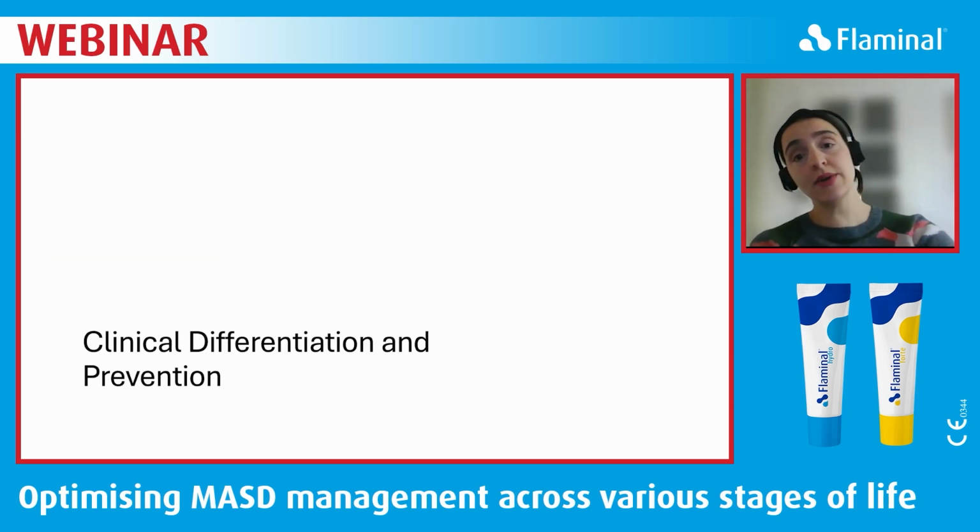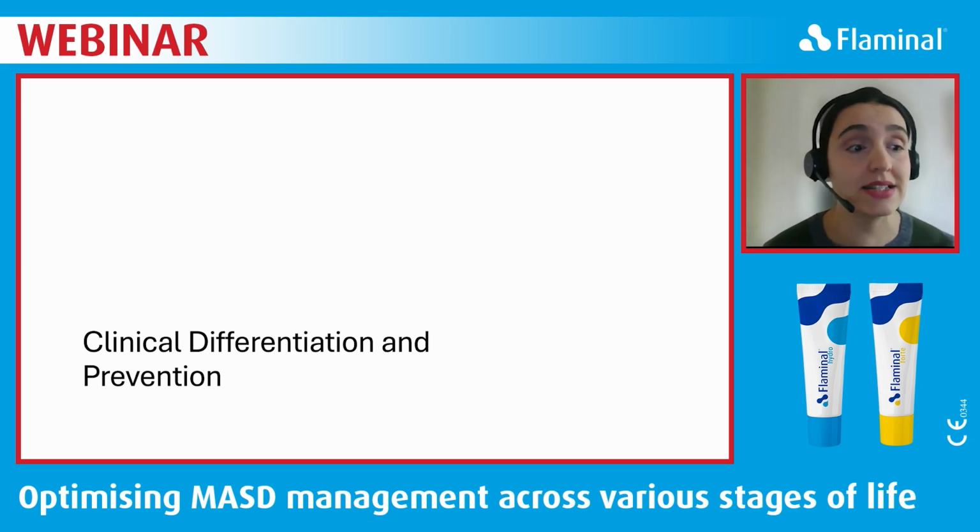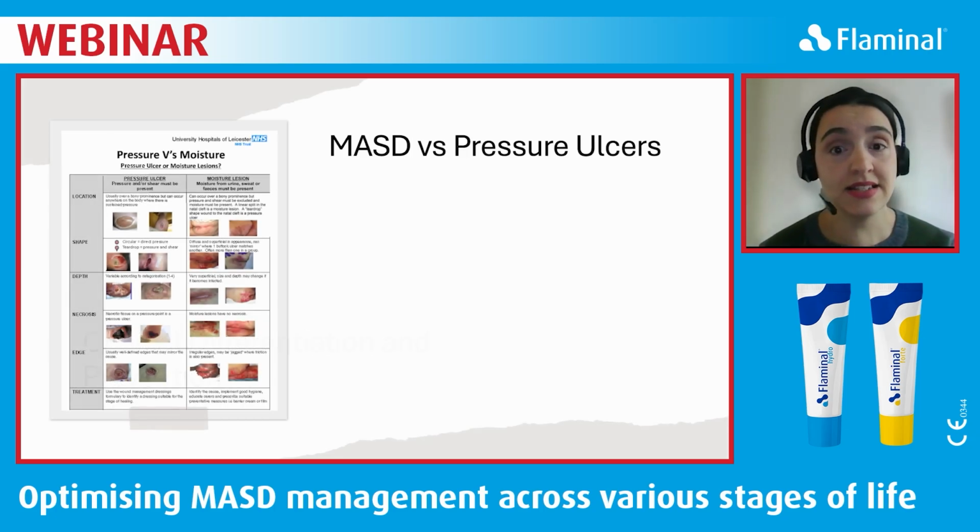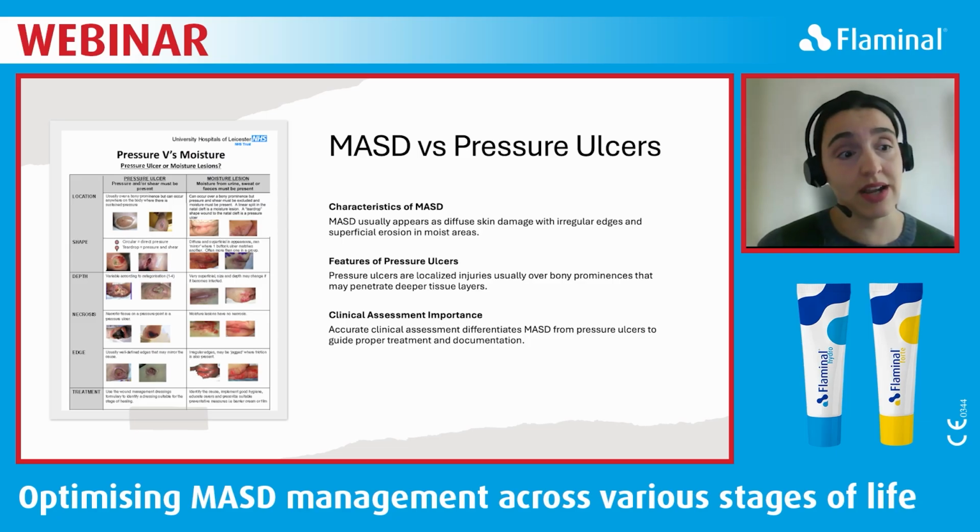So looking now at clinical differentiation and the prevention, you can see here on my screen that at UHL, we have created this document to support staff in differentiating between MASD and pressure. And it highlights the different characteristics in both types of skin damage. Differentiating moisture from pressure ulcers is essential for the appropriate treatment and documentation.